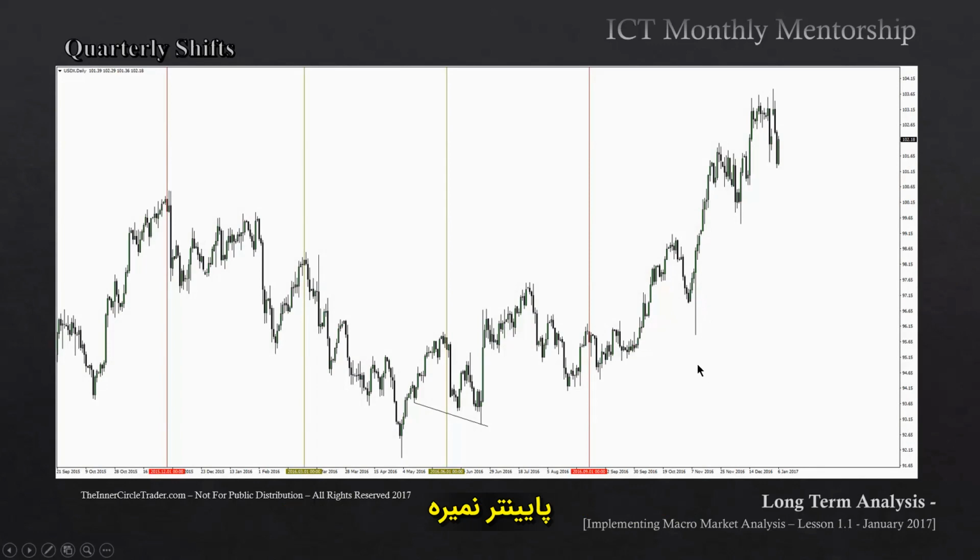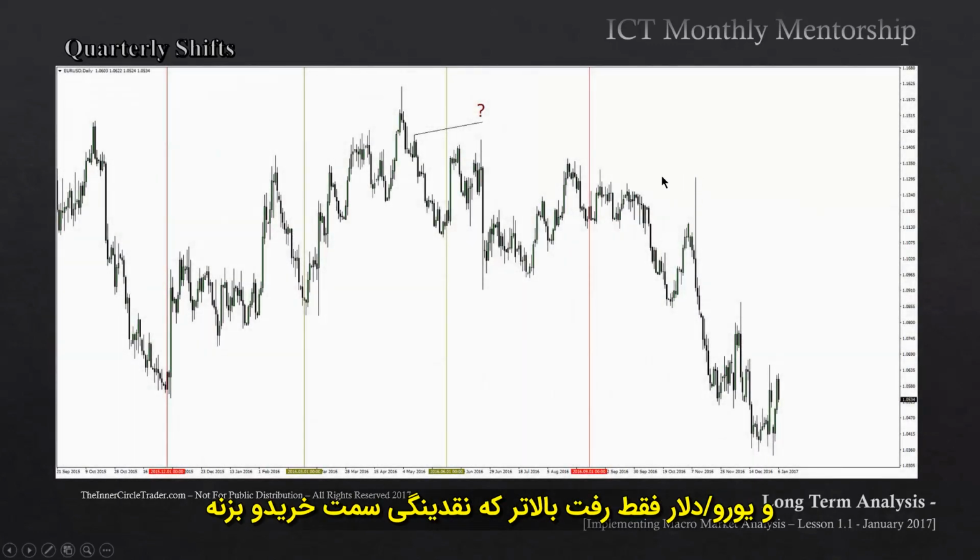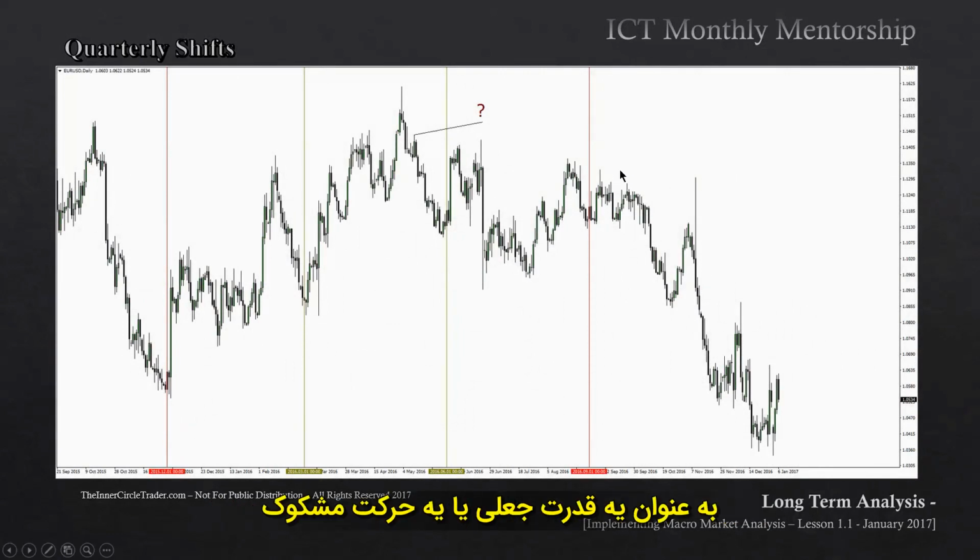You can't go lower. And the euro dollar only went higher to take out the buy stops. They're going to reject that as false strength, or it's a suspect rally. And the price moved lower as a result of it.